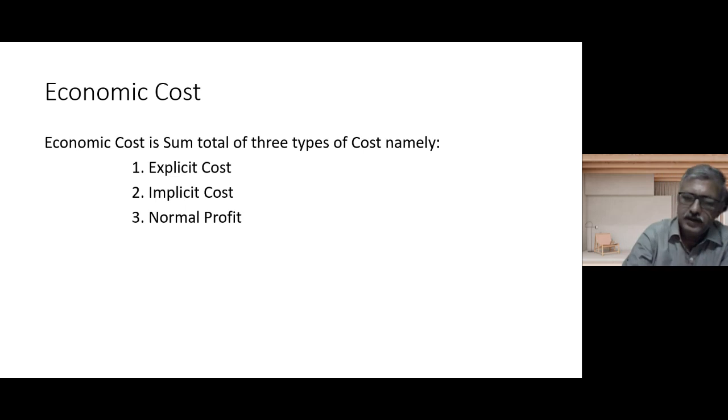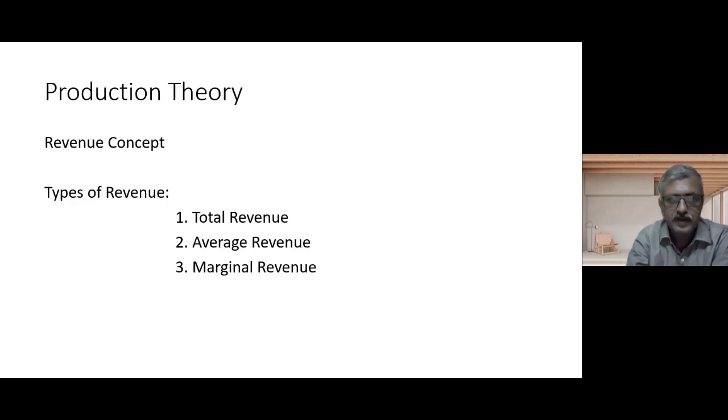So when we do the sum total of all these three costs, we reach an amount which is called economic cost. Economic cost is the real production cost in business economics. So we must be able to understand, evaluate and assess the economic cost of our company when we are working in any company. Let's move to the revenue concept now. So what is the theory of revenue? Revenue means the total money that we get by selling a product in the market.